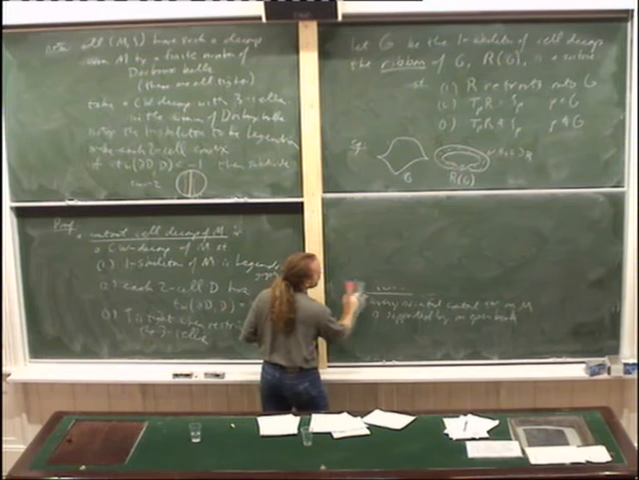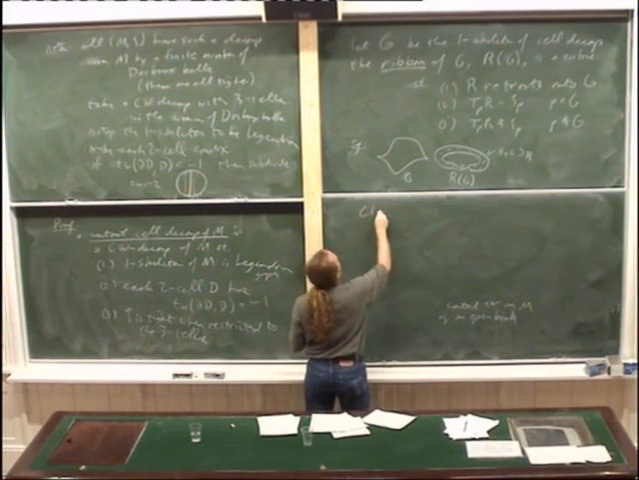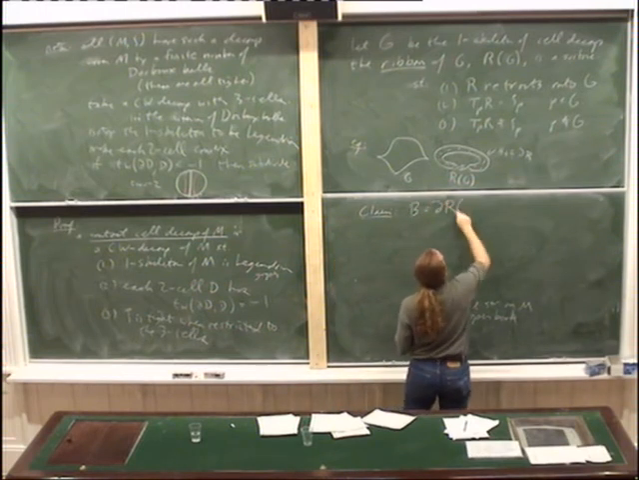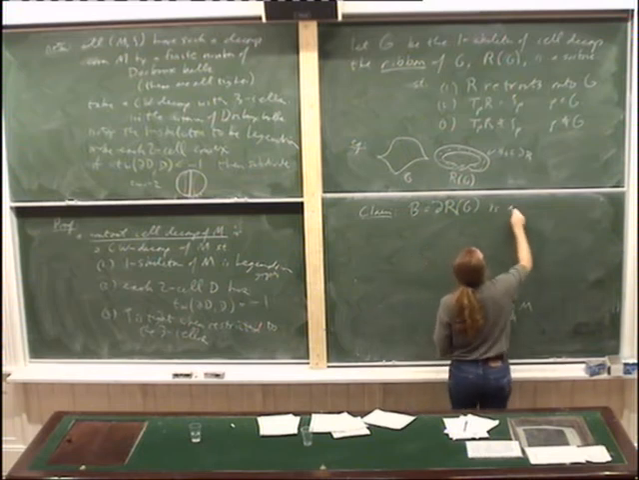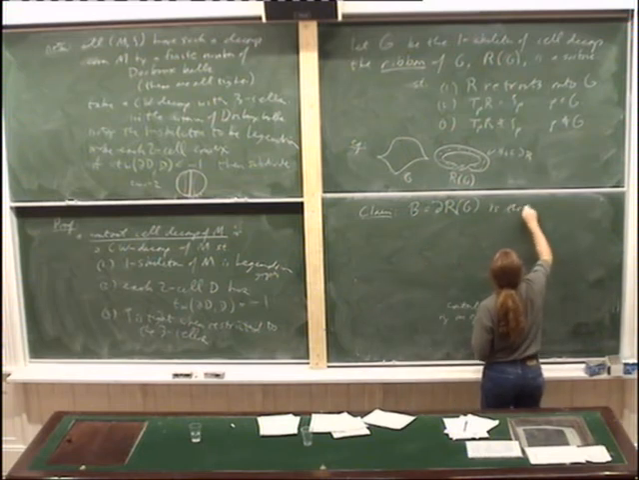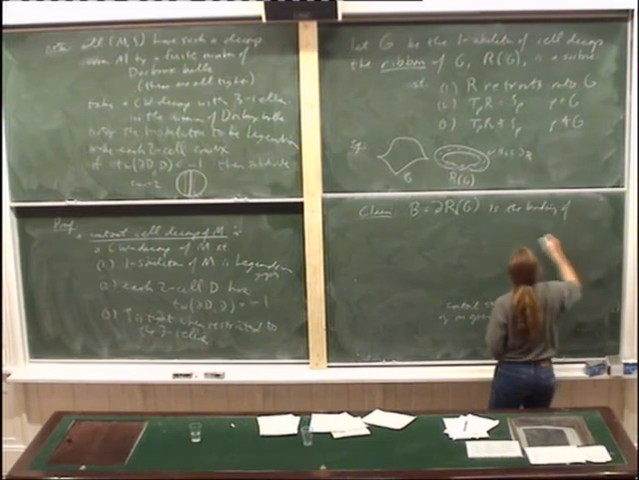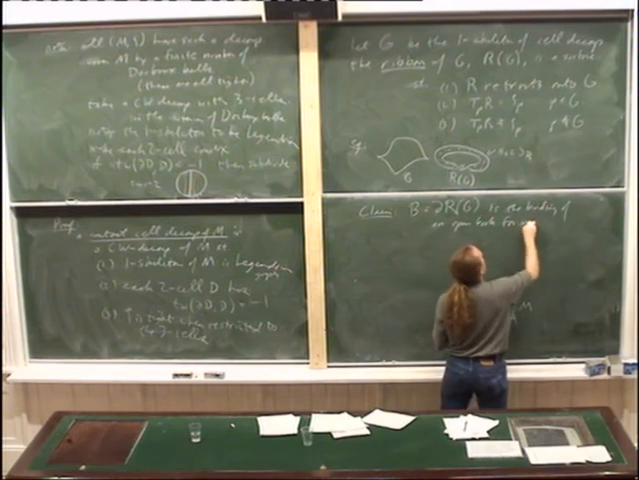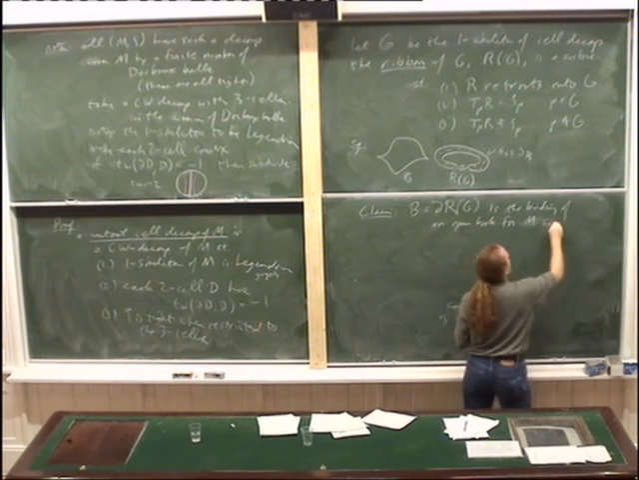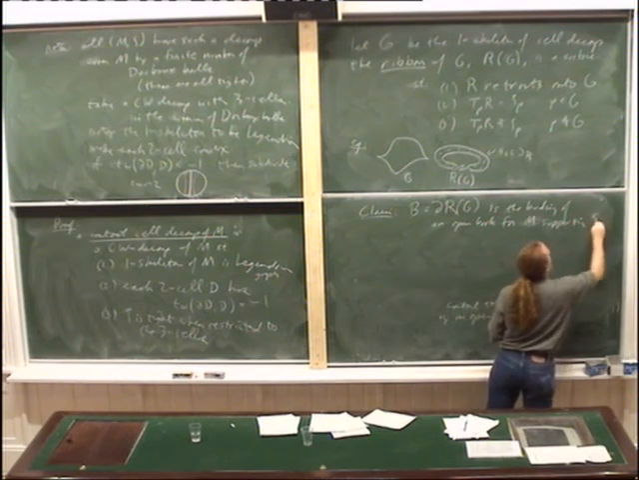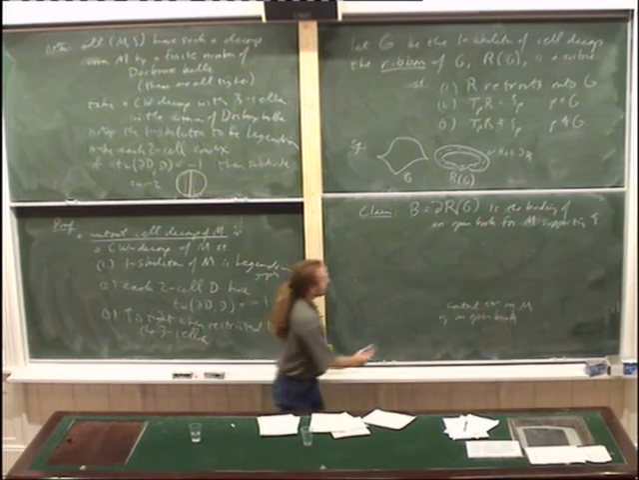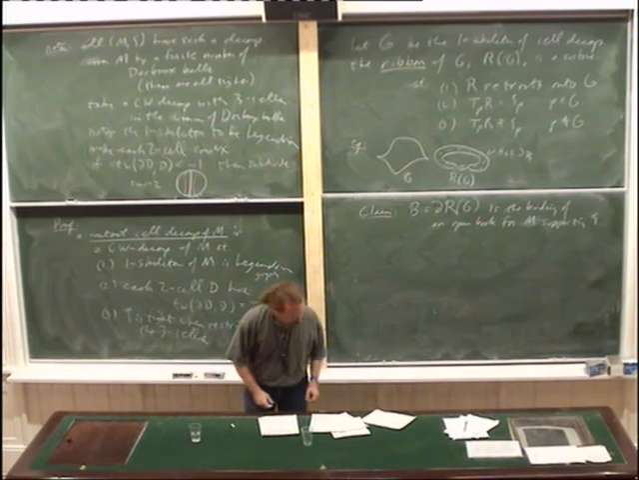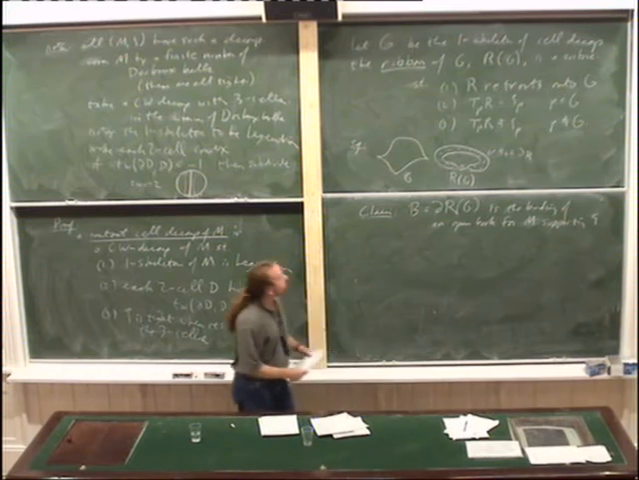To finish the proof of this, all we have to do is prove the following claim. B, equal to the boundary of R of G, I guess, is the binding of an open book for M supporting C. Okay? So that's what we need to prove.